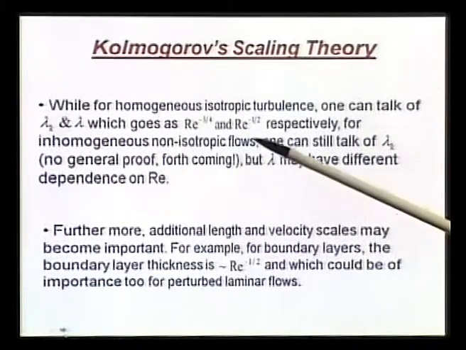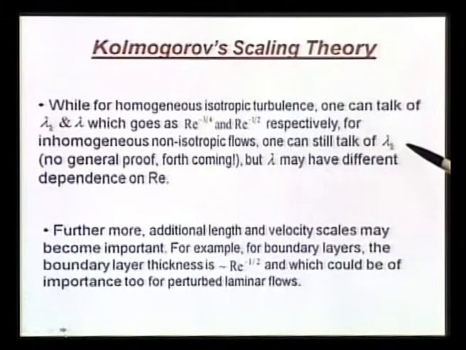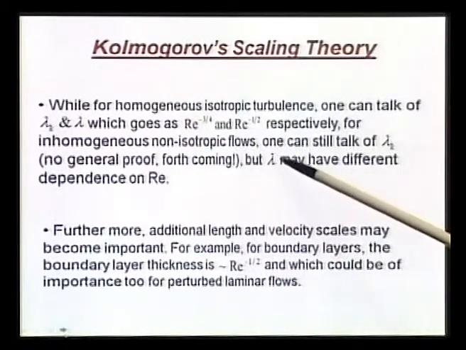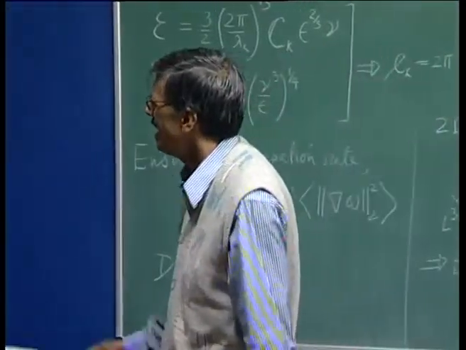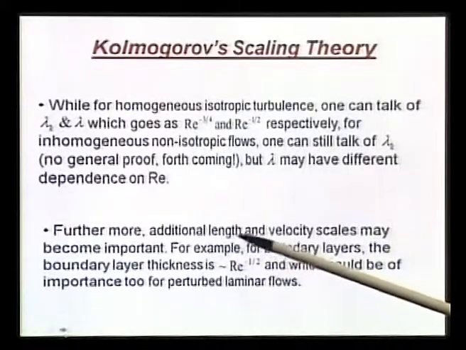For inhomogeneous non-isotropic flows, we can still talk of the Kolmogorov scale, although we have not seen any such definitive proof of it analytically. However, we can see that lambda, the Taylor microscale, actually depends on the Reynolds number itself. In addition, you may like to resolve various other length, velocity or time scales.